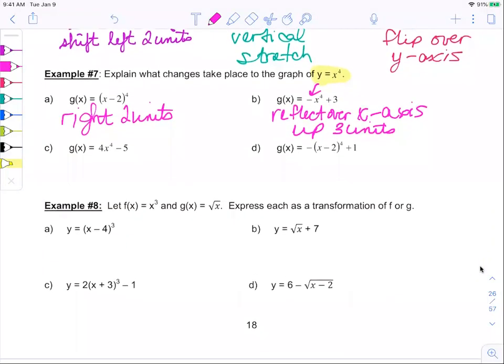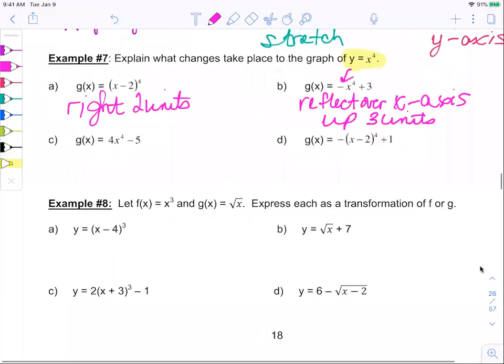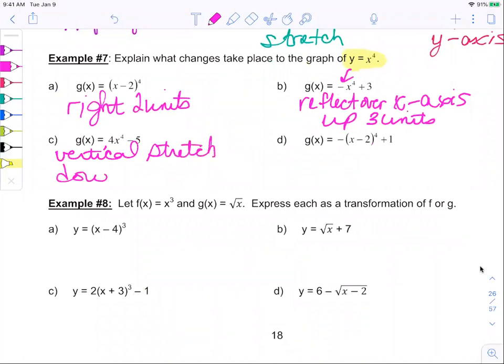Jack, how about letter C? What's going on with letter C? It's a vertical stretch and down 5. Good. Again, no parentheses, so we're changing y. It's affecting the y variable.